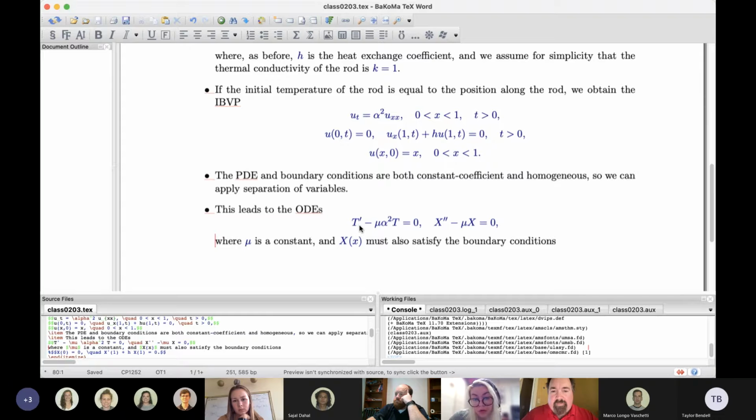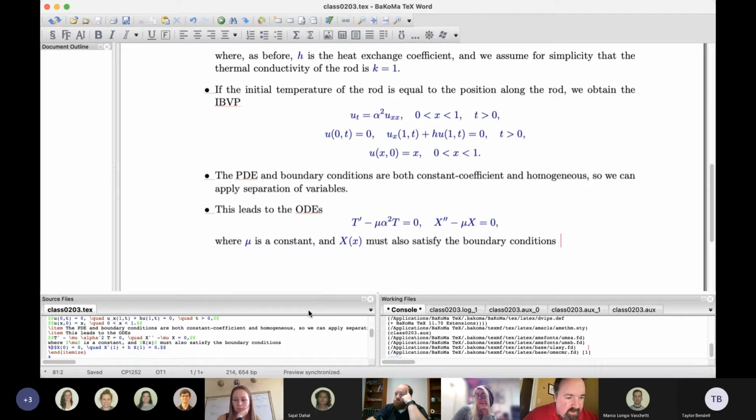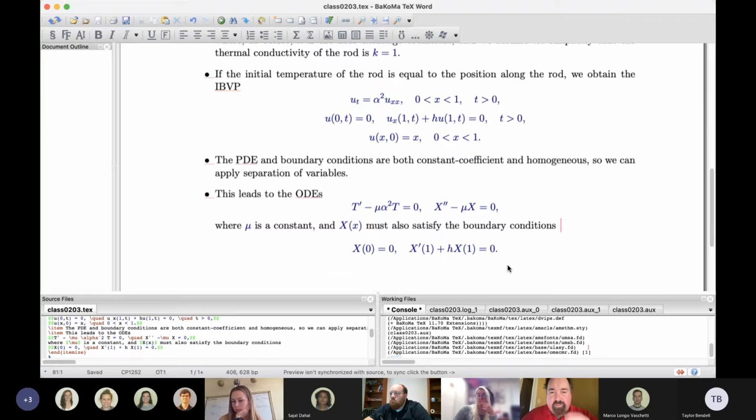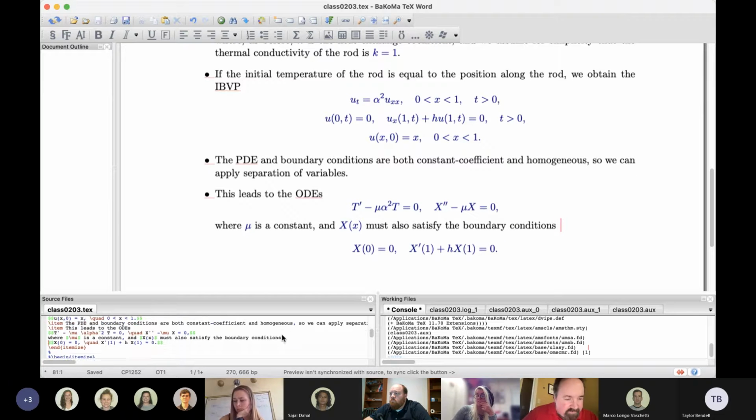So our solution u(x,t) will be a linear combination of functions that are T(t) times X(x), where T and X solve those ODEs. So all of that is the same as before. But now the solution of your ODE for X(x) must satisfy the boundary conditions from the original problem. So those boundary conditions take this form: X(0) equals 0, and then X prime of 1 plus h X(1) is 0. So we have to take this into account when solving this.